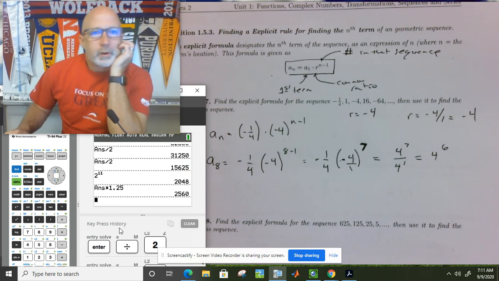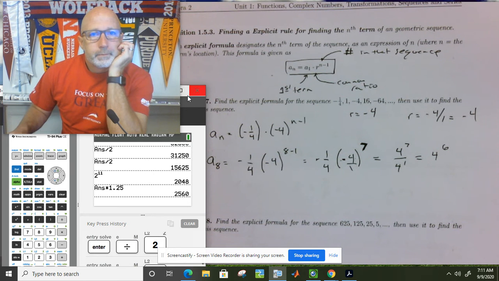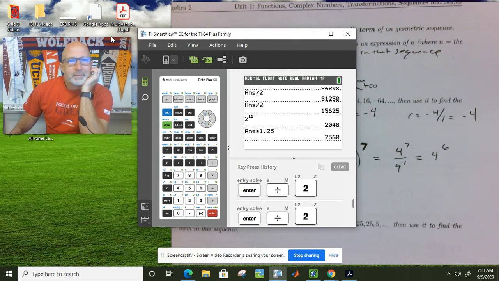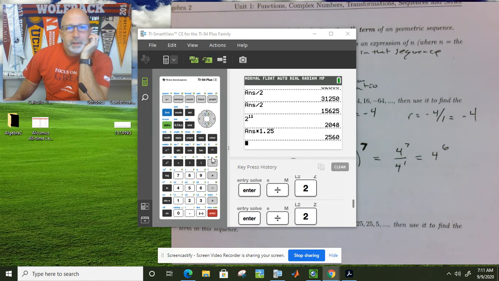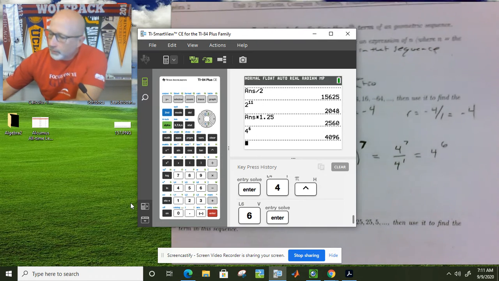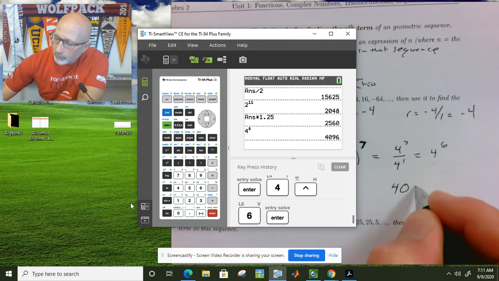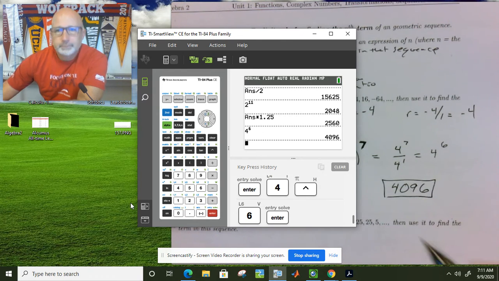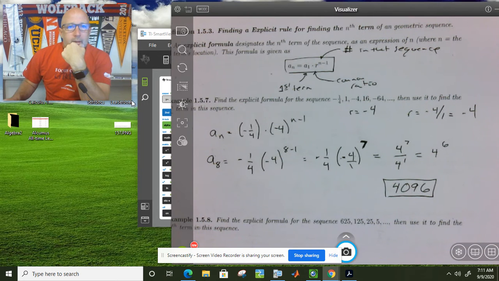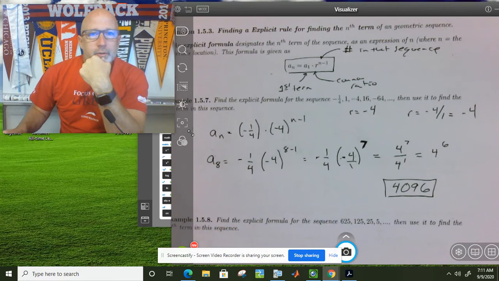Okay, and then here's where we'll go to our calculator. Okay, so 4 to the 6th power is equal to 4,096. Okay, so 4,096 is my answer. Let's go back and we'll move on to the next question.